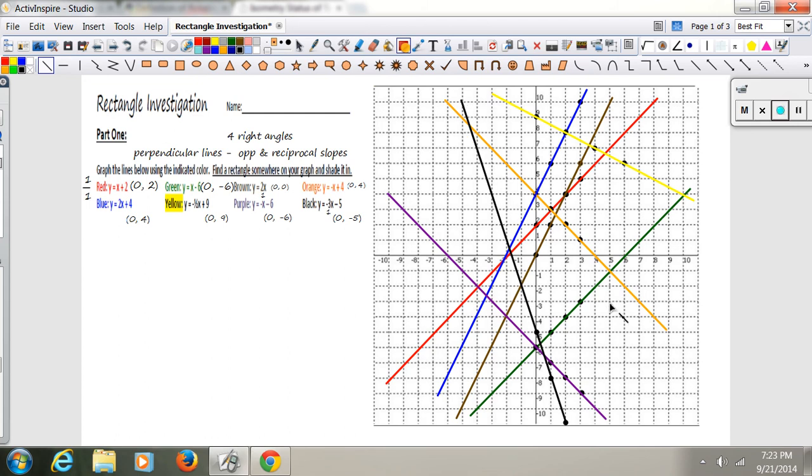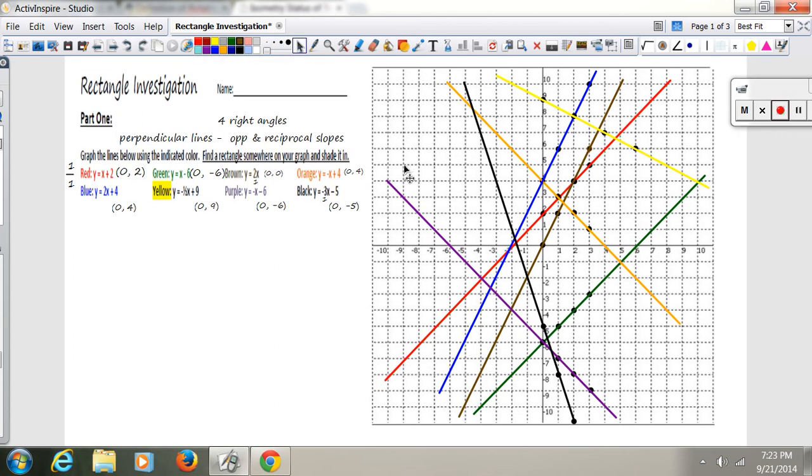Okay, is there a rectangle on this page? And the answer is yes. We're looking for perpendicular lines. We already noticed some parallel ones. So blue and brown were parallel, and orange and purple were parallel, and red and green were parallel. But the rectangle has to have perpendicular slopes, opposites and reciprocals. And I'm looking at the purple, the red, the orange, and the green right in here.